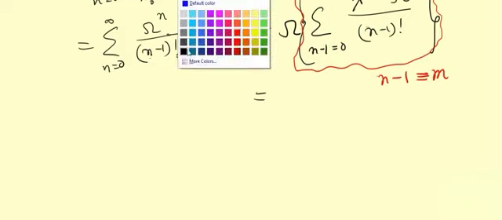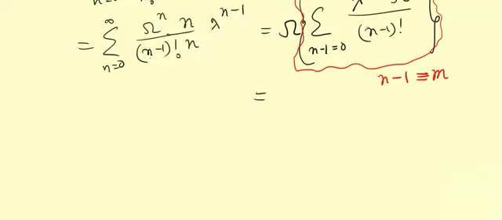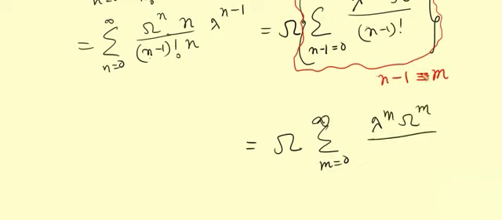So if you do that, you will have omega, sum over m, where m starts from 0 to infinity again, and you will have lambda to the power m, omega to the power m. So this means replacing all the n minus 1 with m, and this is a dummy variable, that's why it doesn't matter, and m factorial. But this is what? This is simply the exponential of lambda omega.